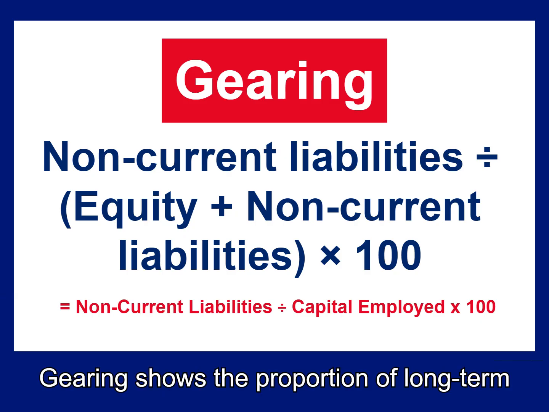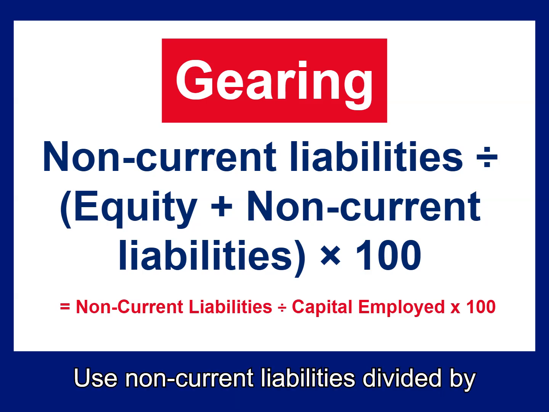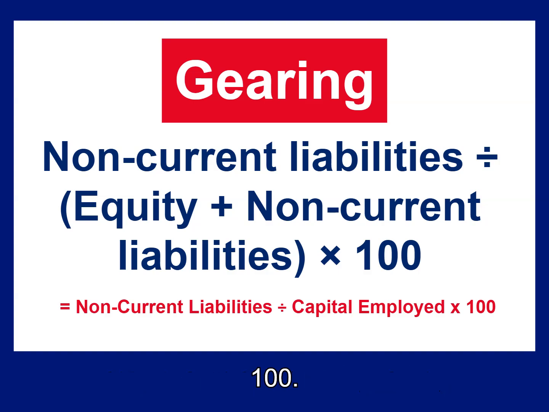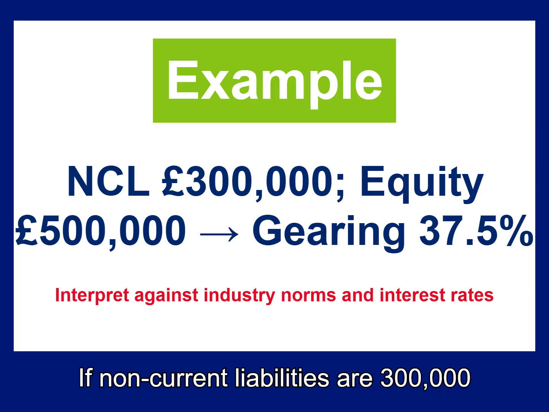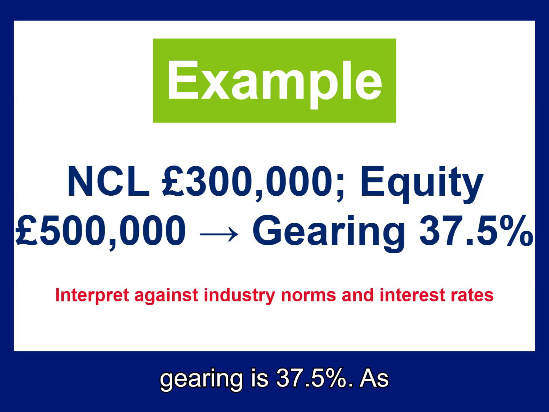Gearing shows the proportion of long-term finance that is debt rather than equity. Use non-current liabilities divided by capital employed, multiplied by 100. If non-current liabilities are £300,000 and equity is £500,000, gearing is 37.5%.